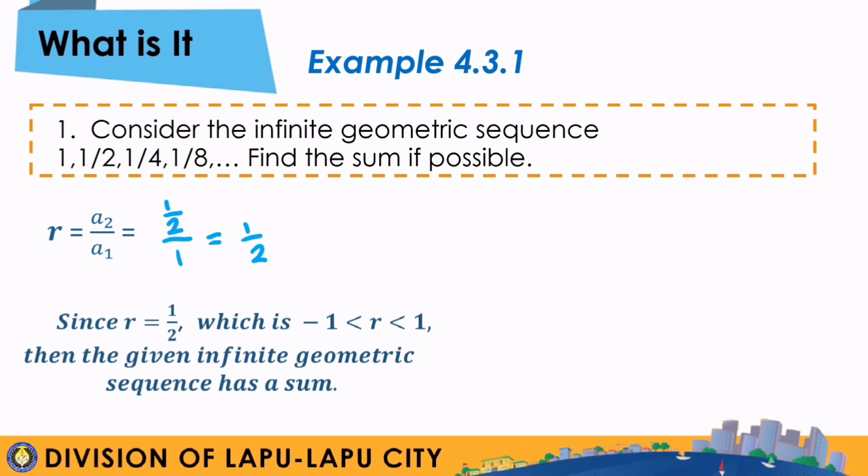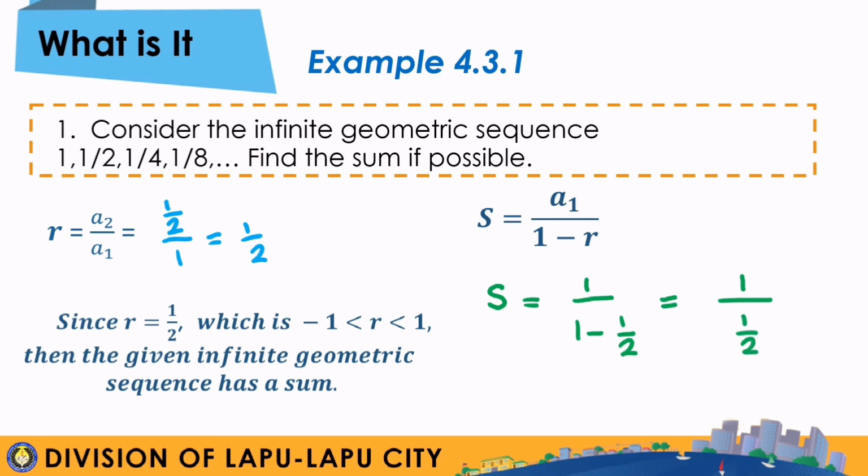To solve for the sum, this is the formula to use. That is, S is equal to a sub 1 over 1 minus r. Then let's substitute what is given. So that is, S is equal to our first term, 1, over 1 minus the common ratio, 1/2. That will give us 1 divided by 1/2. Or you will have 1 times the reciprocal of 1/2, which is 2 over 1. And therefore, the sum is 2.